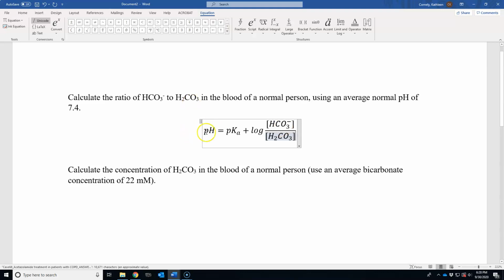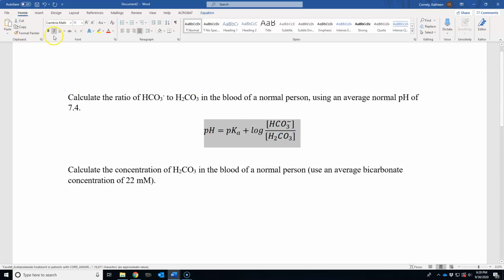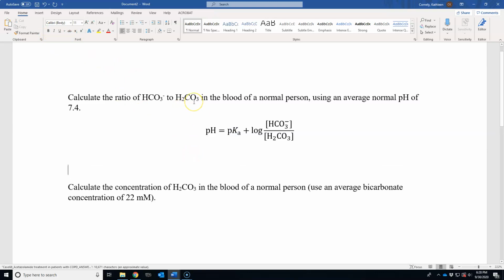and I don't really want italics, so I'm going to highlight my entire equation. And then I'm going to go over here to the Home tab, and I'm going to unclick the italics. So if you look at the equation, really the only thing that should be italicized is that K. So I'm going to italicize that because it's a variable, and that should be italicized. But nothing else in here should be italicized.